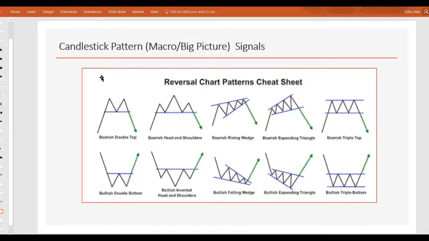So there are different types of candlestick patterns. This is a double top. This is a head and shoulder, like a human head and shoulder.